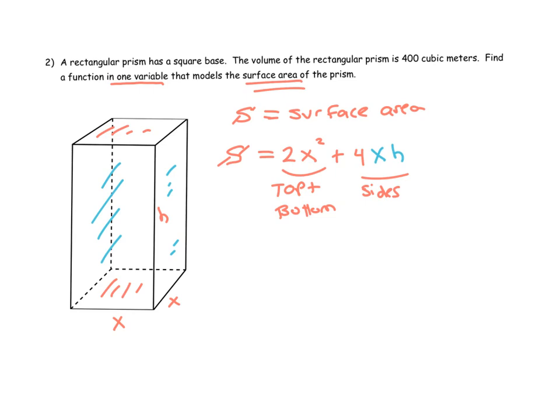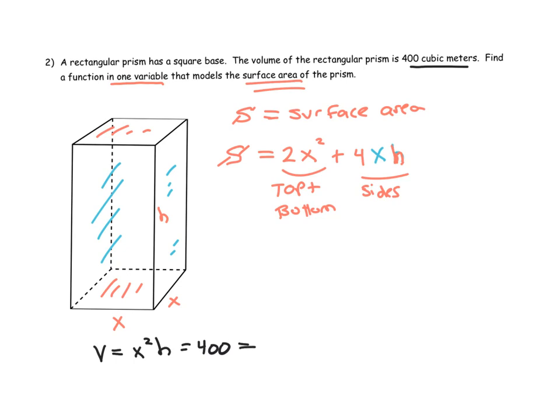The problem is it's in terms of 2 variables, not 1 variable. What I'd like to do is replace that h if I can. If I can replace this h with an expression involving x, then I might be able to write it in terms of 1 variable. So to do that, we go back to the constraint or the info they gave us in terms of the volume. They told us that the volume of this prism has to be 400 cubic meters. So recall that the volume of this prism is the area of the base times the height. So it's x squared times h, and that has to be 400 according to this problem.